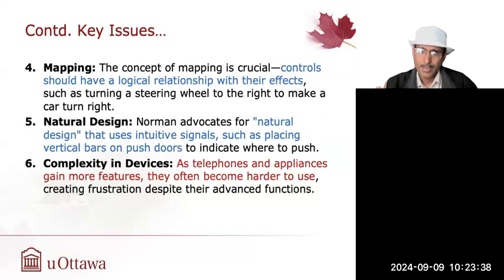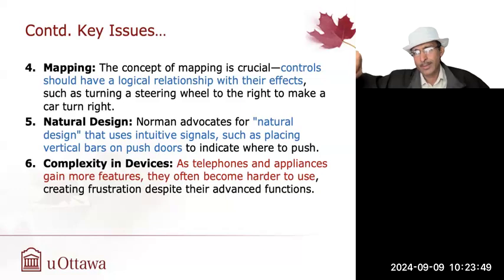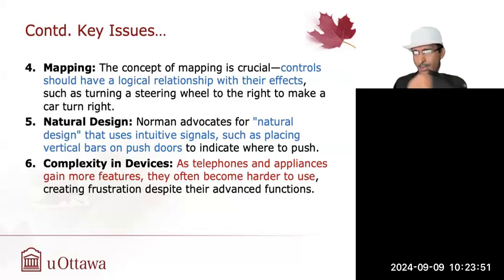And this is about mapping, which means the general guess, the understanding of people. Controls should have a logical relationship with their effects. For example, when we are driving a car and we turn to the right, we assume that the wheels are turning to the right. If we are turning to the right and the wheels are turning to the left, this is just the opposite of the mind mapping.